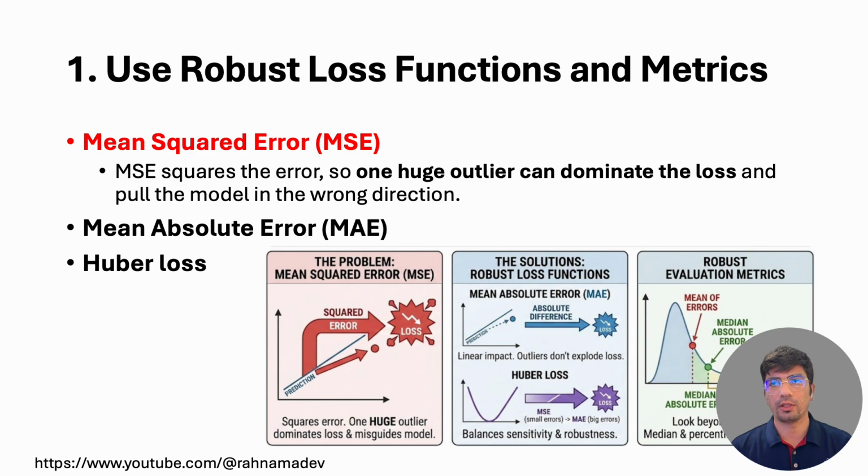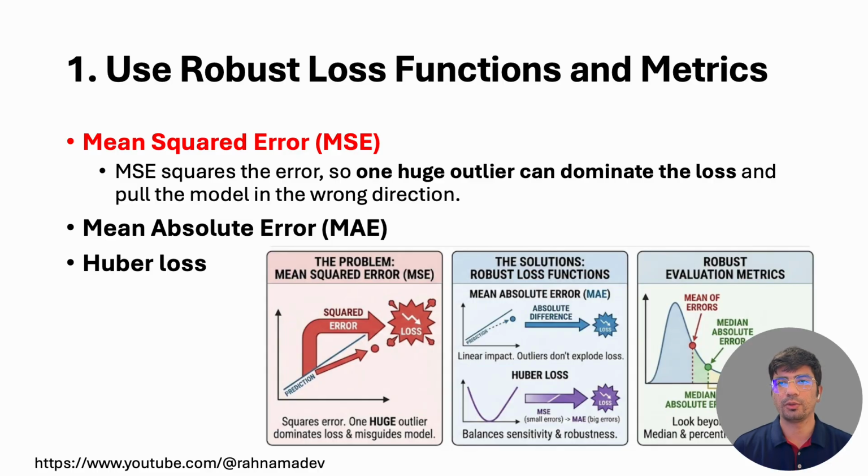First, I use robust loss functions and evaluation metrics. Many beginners use mean squared error, or MSE, by default. The problem is, MSE squares the error, so one huge outlier can dominate the loss and pull the model in the wrong direction.